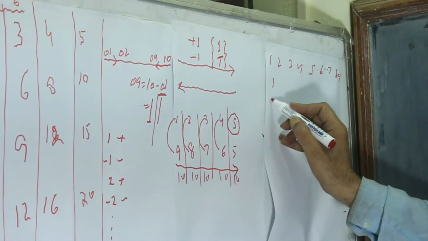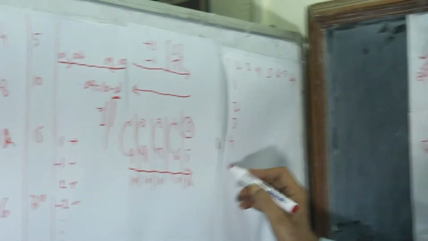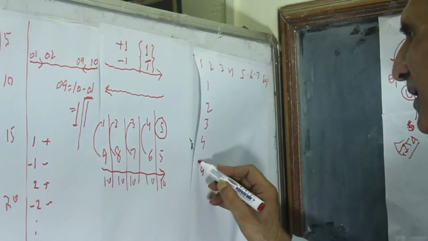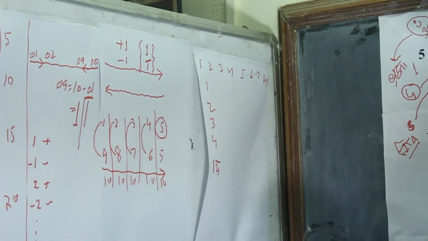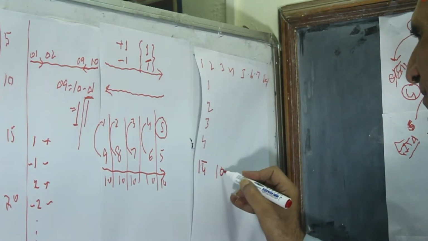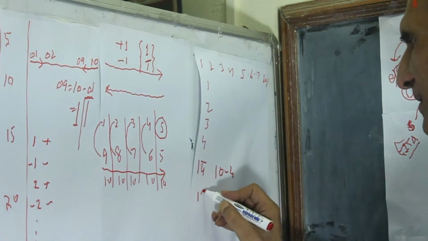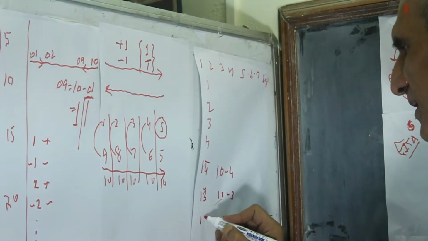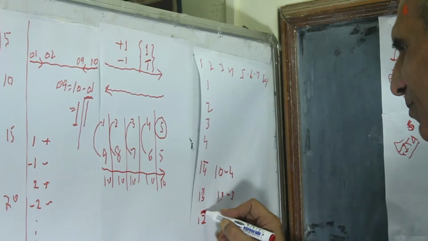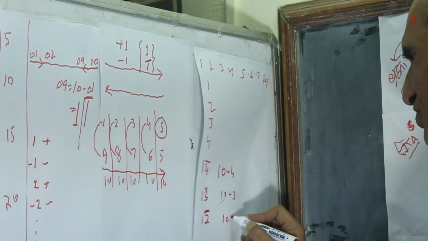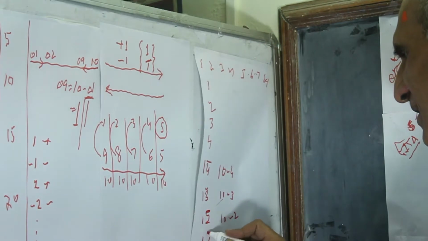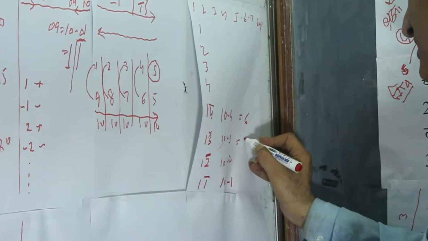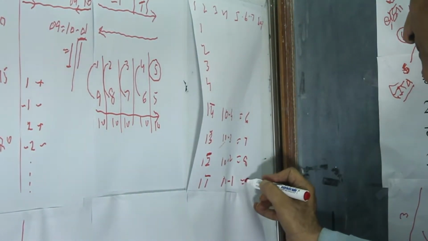minus 4, and we can write it like this. It is 10 minus 4. A step ahead, 7 is going to be 10 minus 3. A step ahead, 8 is 10 minus 2. Then it is 10 minus 1. So it is 6, it is 7, it is 8, and it is 9.